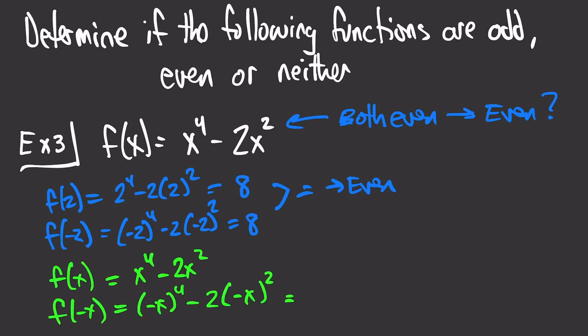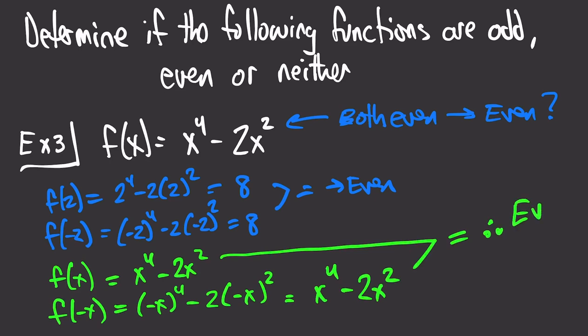Well, remember our property of exponents. If I have a negative number or negative term, and I take it to an even exponent, that's going to make it positive. So this ends up being positive x to the 4th, and this ends up being positive x squared. So what I get here is x to the 4th minus 2x squared. So now I compare these two. Yes, those are equal. Therefore, my function is even.